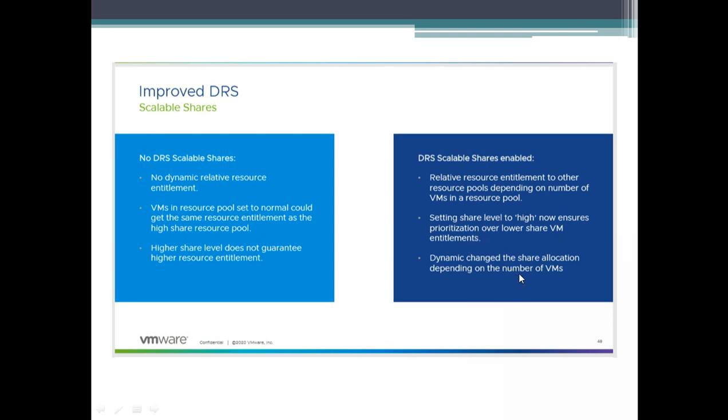It dynamically changes the share allocation depending on the number of VMs. So if overnight or in a couple of weeks we provision another 2-3 VMs in there, the shares dynamically recalculate. I'm not saying that it takes 2 days to do it, but as soon as those VMs appear and are powered on, the shares start to recalculate, and you get the performance, and you can see DRS scalable shares doing its job.